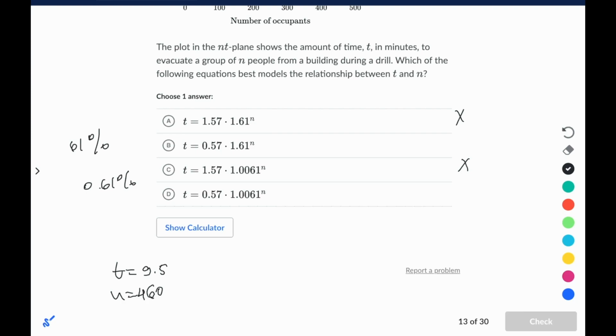And let's try plugging it into B. So B is saying that t would equal 0.57 multiplied by 1.61 to the power of 460. And actually, 1.61 to the power of 460 is a very, very large number, and that will definitely not equal 9.5. So I think we can cross out B, and D is the correct answer.